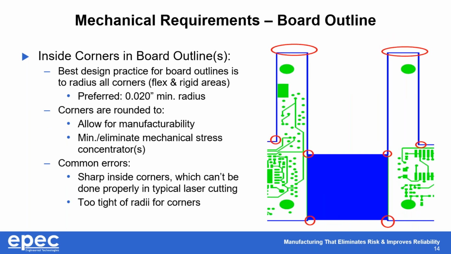The next thing about board outlines that we end up seeing a lot of is the inside corners in board outlines. So best practice is to radius all corners of all areas, flex and rigid. We prefer a minimum of a 20 mil radius. So any of these areas off to the side, you'll see where the sharp corners will then be radiused to 20 mils. These are rounded off to both allow for manufacturability and also to eliminate any stress concentrators, for instance here at the transition area.